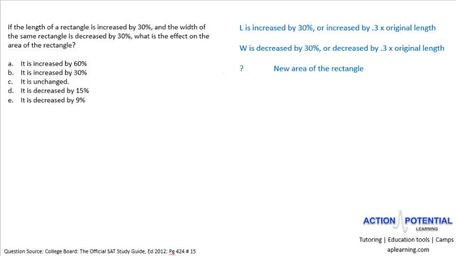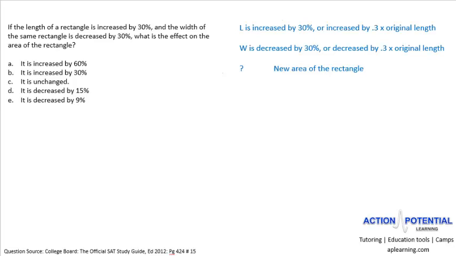Before we do anything, we need to make sure that we know exactly what's given in the problem and exactly what we're trying to find out. So what we know is that L, or the length, is increased by 30%, and that's the same thing as saying it's increased by 0.3 times the original length. So I've just converted 30% into the number form of 0.3. The width is decreased by 30%, and that's the same thing as saying it's decreased by 0.3 times the original length.